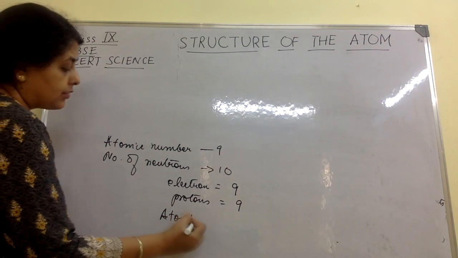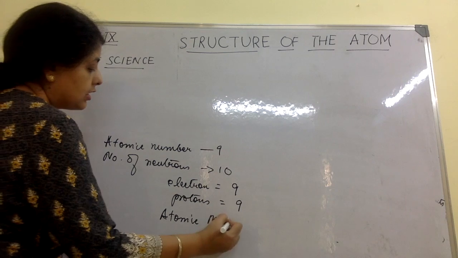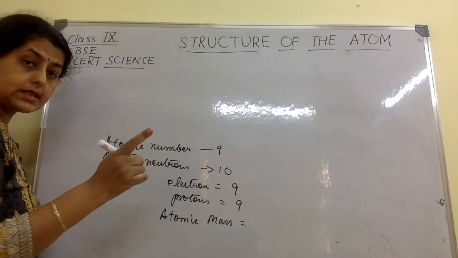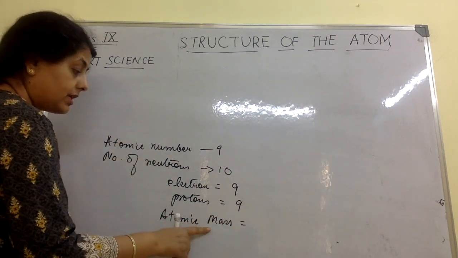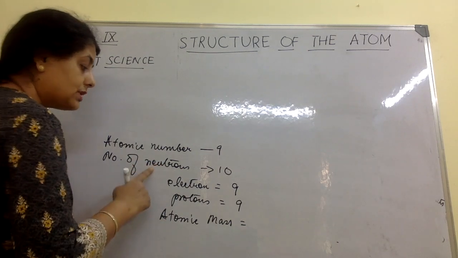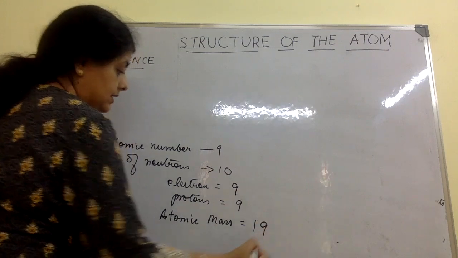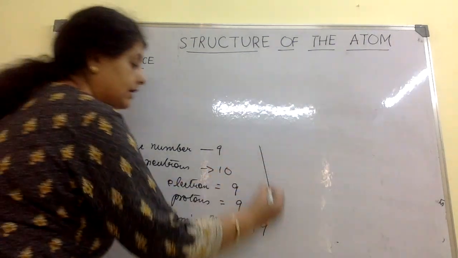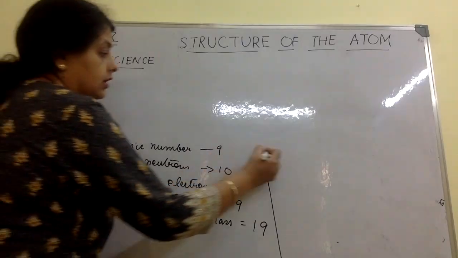Atomic mass, now that's one thing they might ask us, or mass number. Atomic mass or mass number is the same thing. So atomic mass is neutrons plus protons, isn't it? So neutrons plus protons, that is 19. So this is how you can find different values.